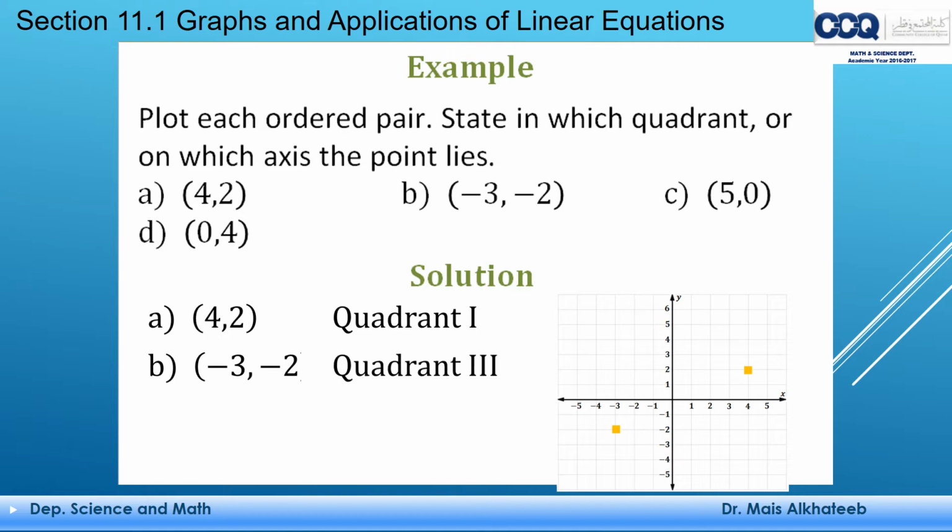Now we speak about the x-axis. The point is (5, 0). Why does it lie on the x-axis? Because this point has y equals 0. I have no y here.